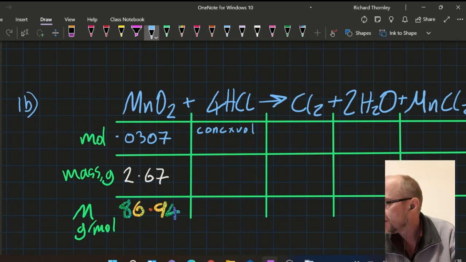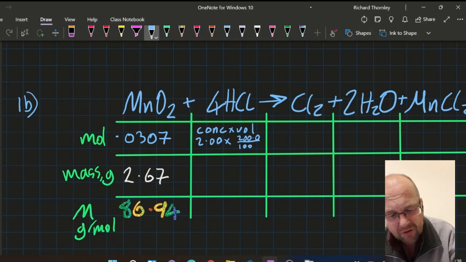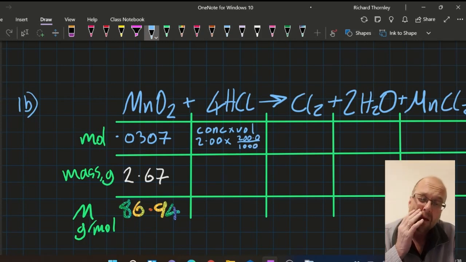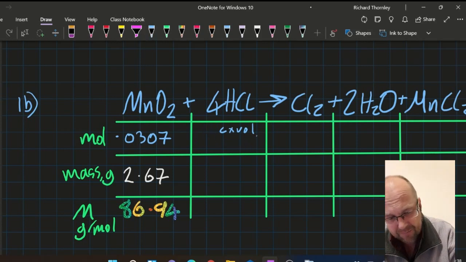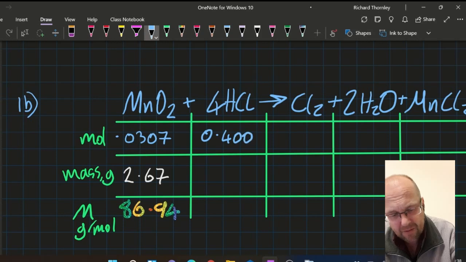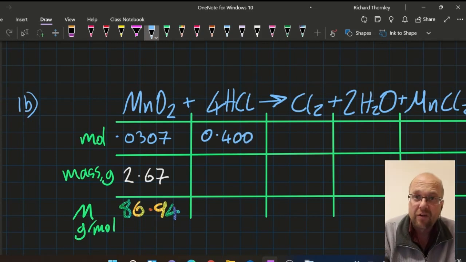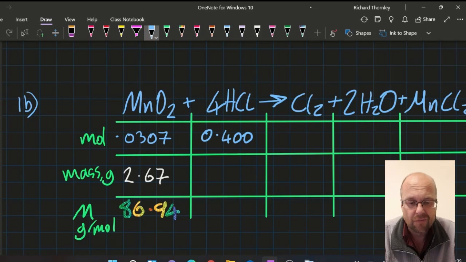Concentration is 2.00. And the little trick with volume is you've got to be in decimeters cubed. So I've got 200.0. I'm going to divide by 1,000 to get decimeters cubed. I can do that in my head. 2 times 0.2, it's 0.400. So 0.400. It seems pretty obvious that hydrochloric acid is in excess. There's loads of it, 0.4 compared to 0.03, but they want you to prove it.